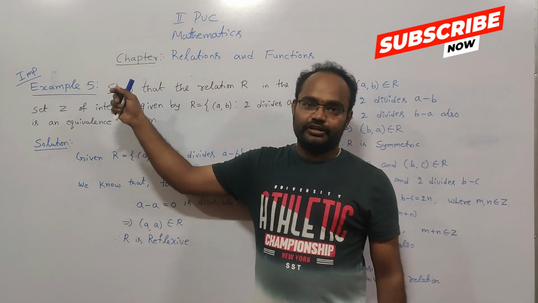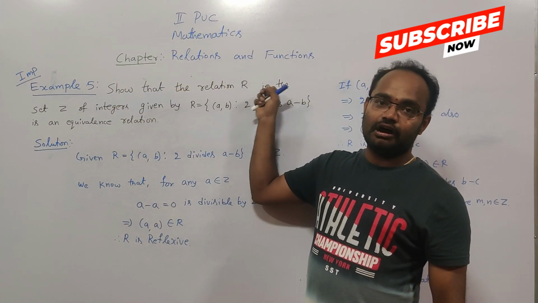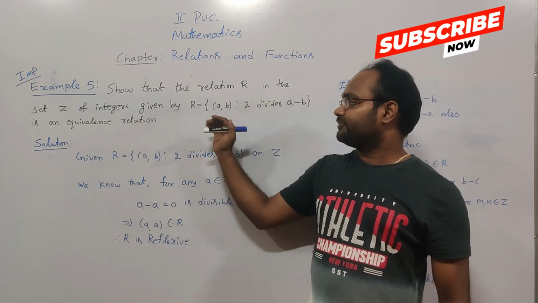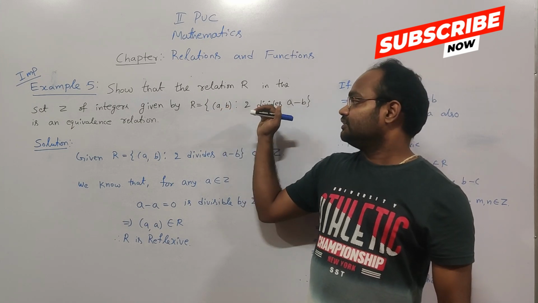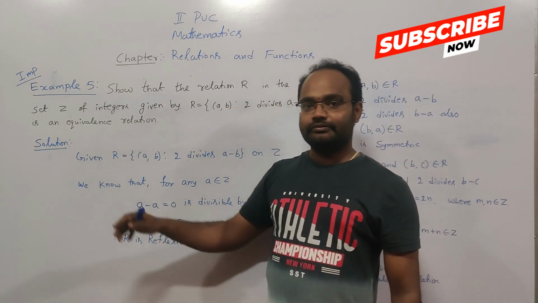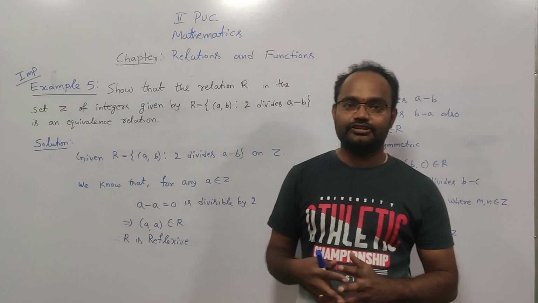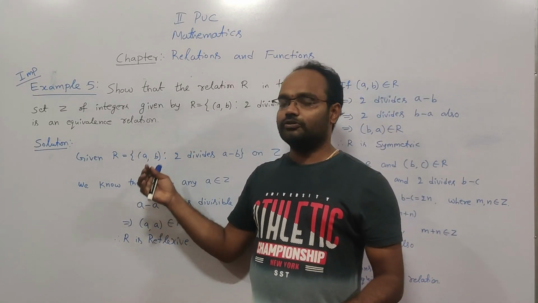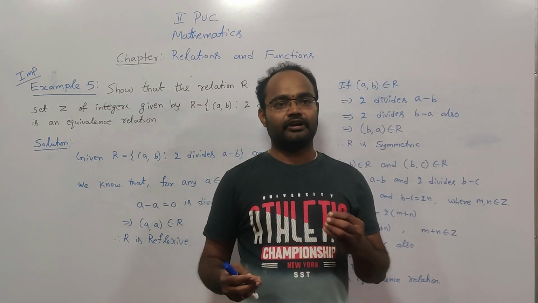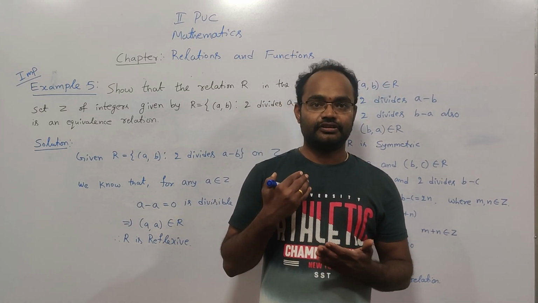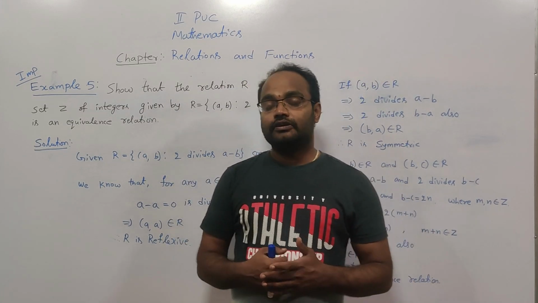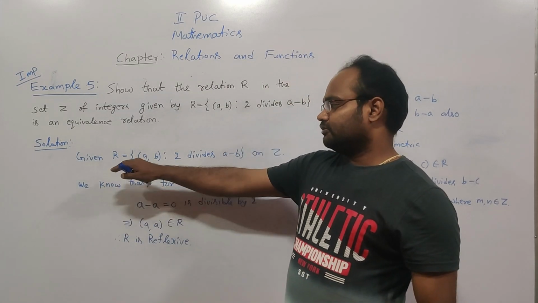ಸೊ ಕ್ವೆಶನ್ ಈ ರೀತಿ ಇದೆ: ಶೋ ದಟ್ ದ ರಿಲೇಷನ್ R in the set Z of all integers defined by R is equal to (a, b) such that 2 divides a minus b, we have to show that it is an equivalence relation. So equivalence relation ಅಂದ್ರೆ ಏನು ಅಂತ ನಮಗೆ ಗೊತ್ತಿದೆ. Equivalence relation prove ಮಾಡಬೇಕು ಅಂದ್ರೆ we have to prove that it is reflexive, it is symmetric and also it is transitive. So ಹೇಗೆ ಪ್ರೂವ್ ಮಾಡೋದು?